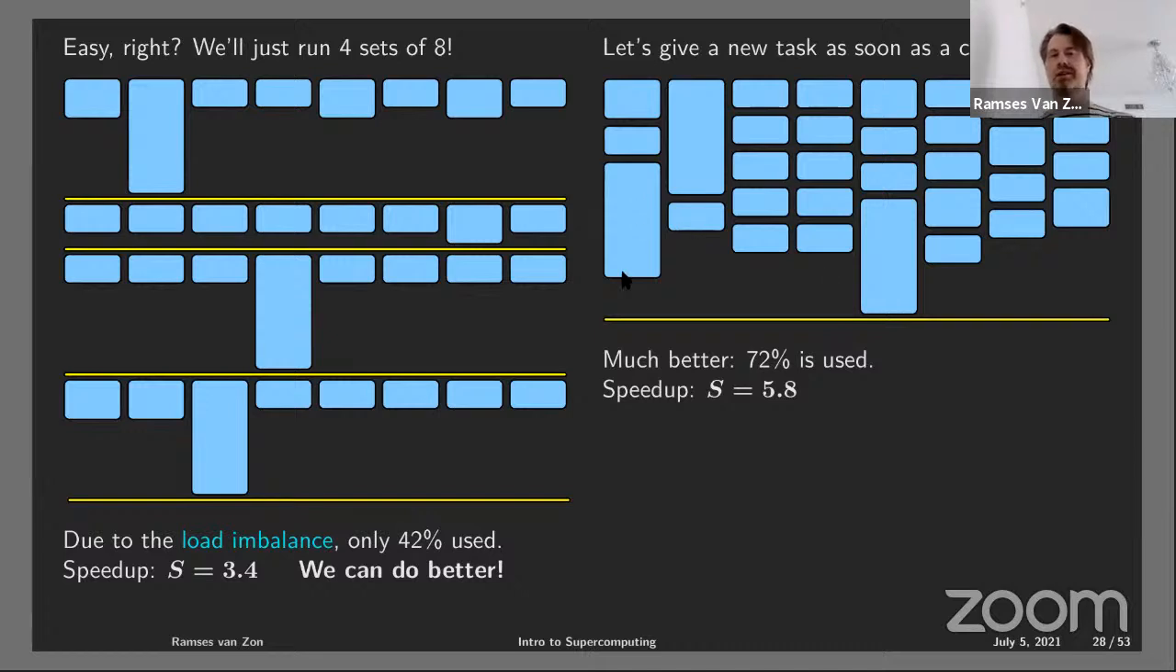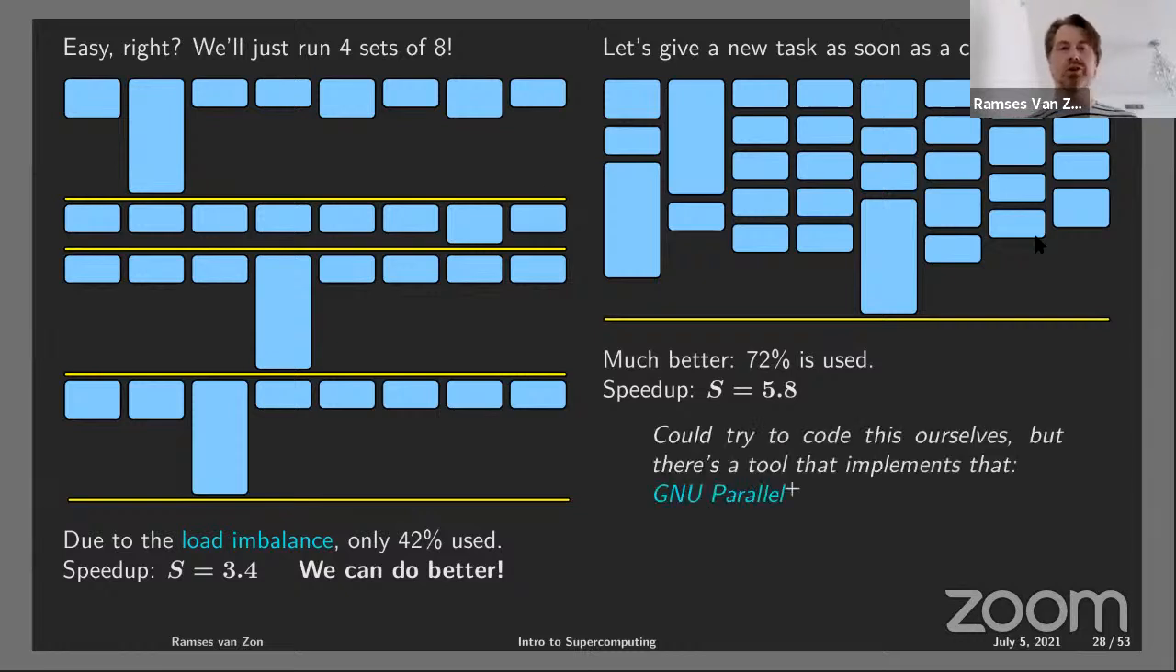There's still some long parts that we just can't help. We don't have more things to do. By the time that this last one has gotten its task, there are no more tasks to give, right? So that's it. But still, we get a much better utilization. We get a speed up that is much better. And if we had more tasks, the scenario on the left side would stay inefficient, whereas the scenario on the right side would, much like the scale-up case before, become more and more ideal.